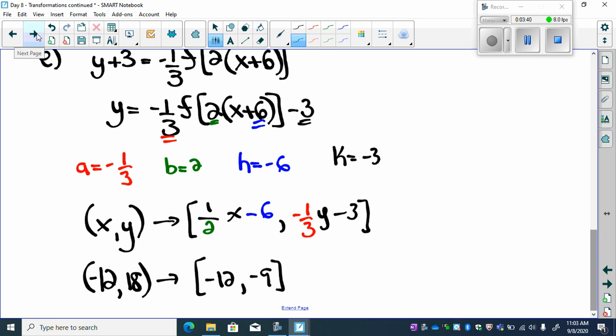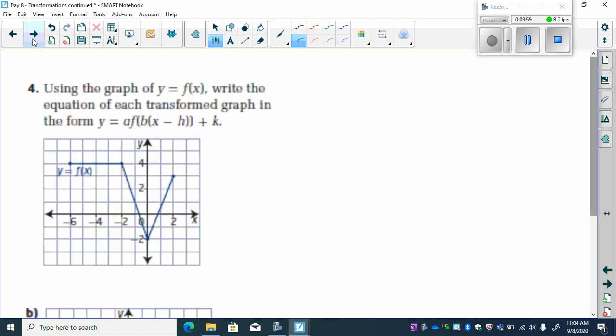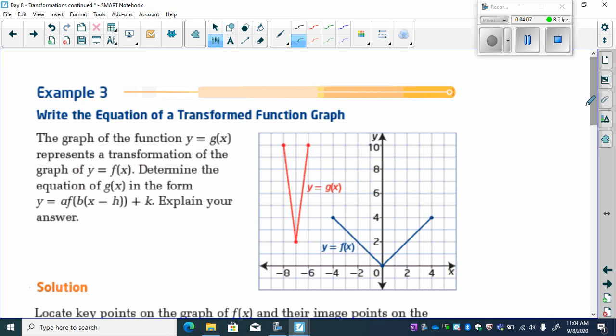So that's a little refresher or review of writing an equation in standard form, picking out the parameters, creating a mapping rule, and then transforming a point to find its image point. This one right here is on the original, that's on f(x). This point right here is the image point on the transformed curve. I'm going to show you question 4. I assigned it last night, but I'm going to show you how to do question 4 with this next example.